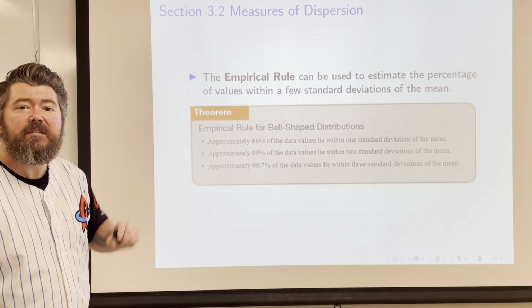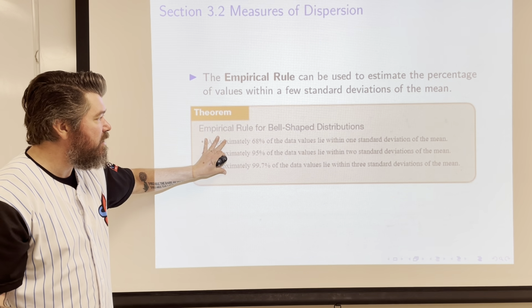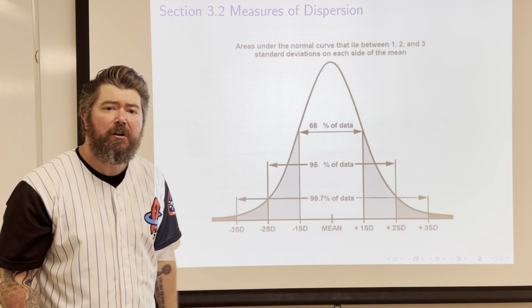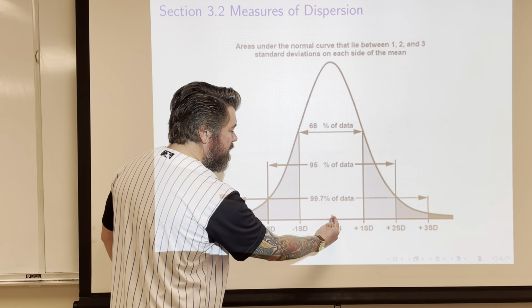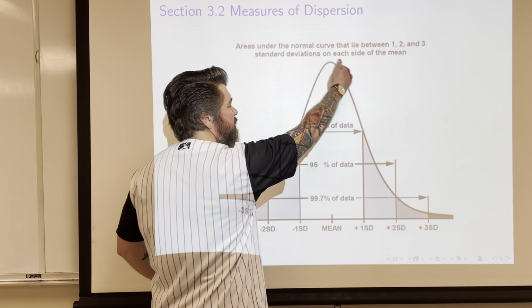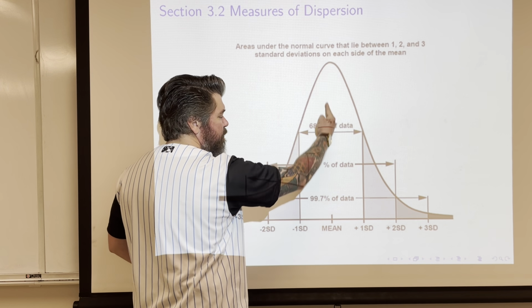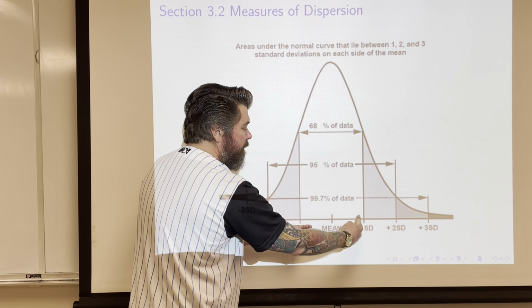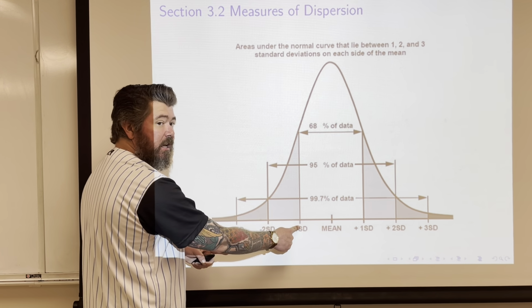Instead of reading this, let's look at a visual. I always like to put these statements to a picture. So the empirical rule says the following. If we find the mean for our bell-shaped distribution, remember the mean corresponds to where the highest point is. So here's our mean.